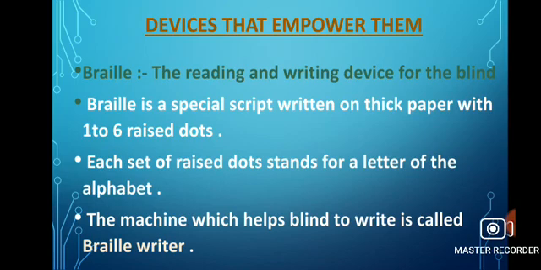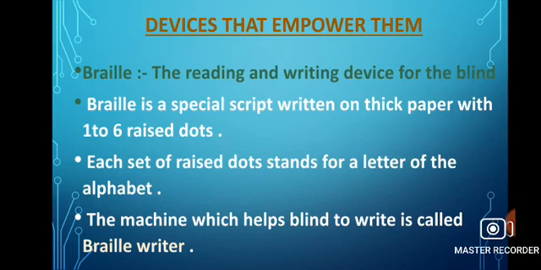Braille is a special script written on thick paper with 1 to 6 raised dots. Each set of raised dots stands for a letter of the alphabet. The machine which helps blind to write is called Braille writer. Children, Louis Braille invented the Braille script, which made it possible for the blind to read and write.